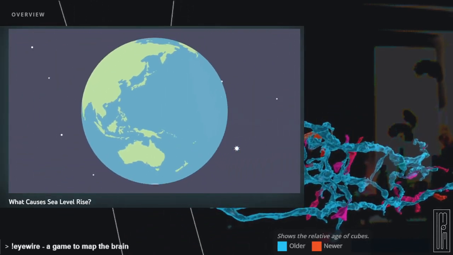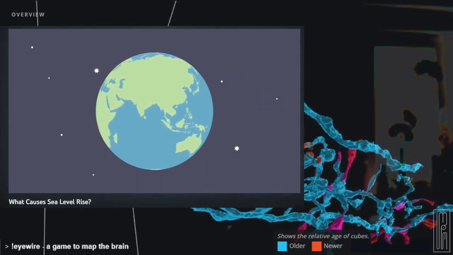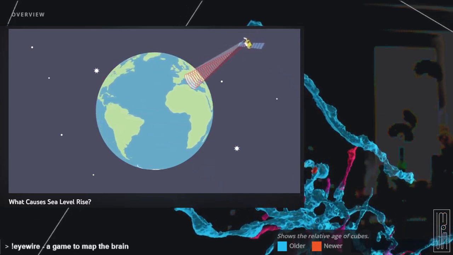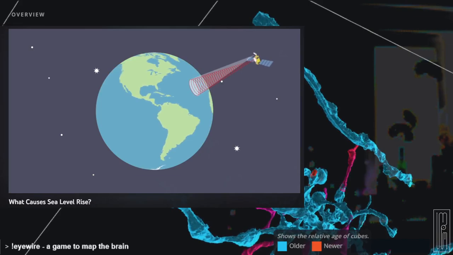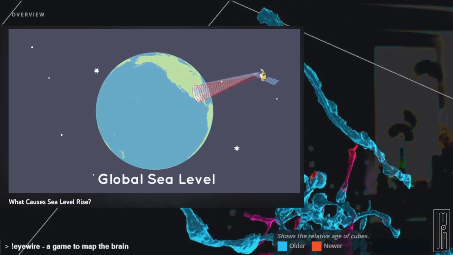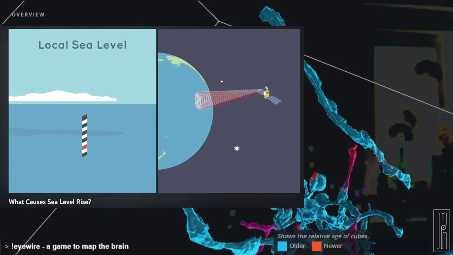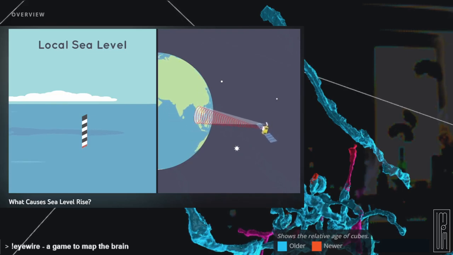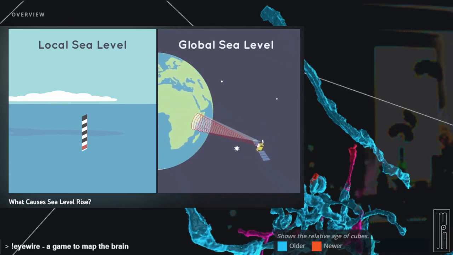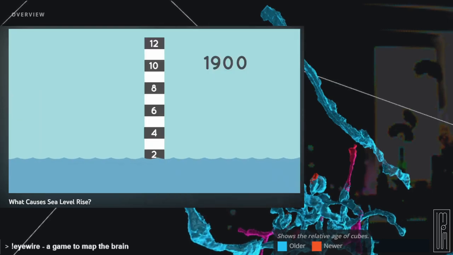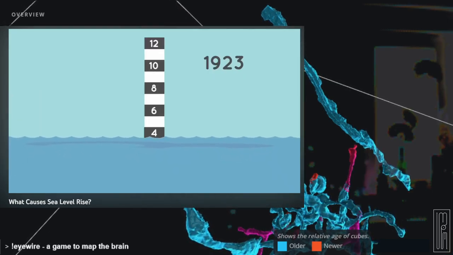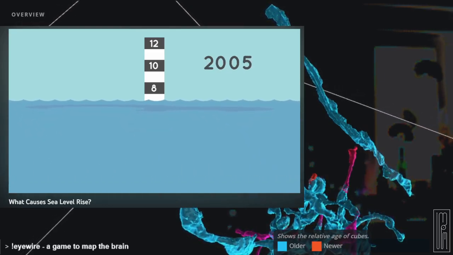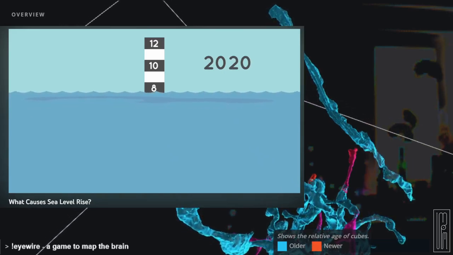But the ocean covers most of our planet, so it's way too big to measure with just a ruler. NASA measures the average sea level of the whole ocean from space. This measurement is called the global sea level. People have been measuring local sea level at certain locations along the coast for hundreds of years, and NASA has been measuring the global sea level for almost three decades. Over this time, scientists have observed that the global sea level has been rising. The ocean is about 7 to 8 inches higher now than it was a century ago.